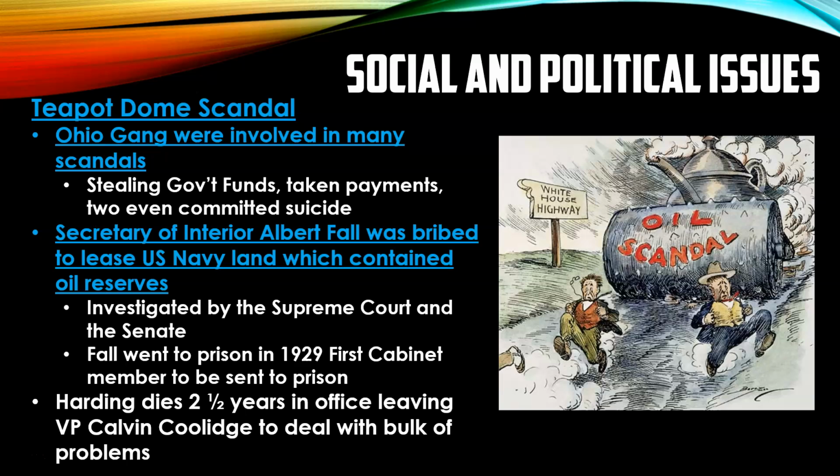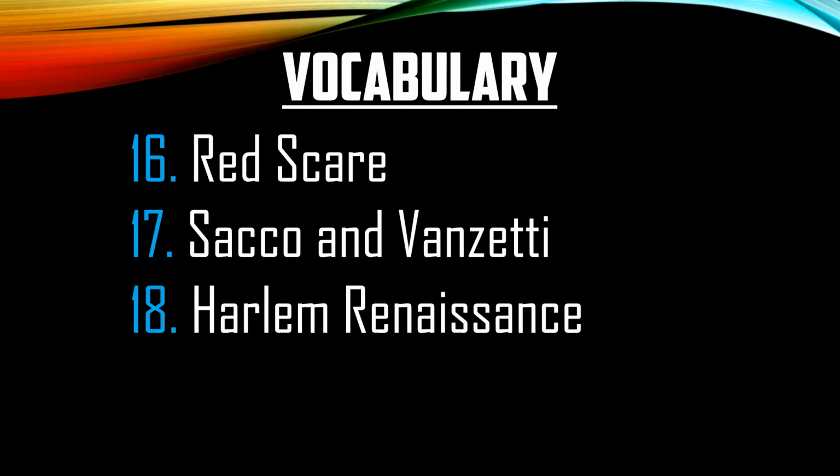When we get to Roosevelt, a lot of that corruption disappears for a period of time, and a lot of that has to do with World War II and the Depression. But Harding does die 2.5 years into his office, leaving cool Calvin Coolidge to deal with the bulk of all of his problems. And we'll talk about Silent Cal here in just a day or so.